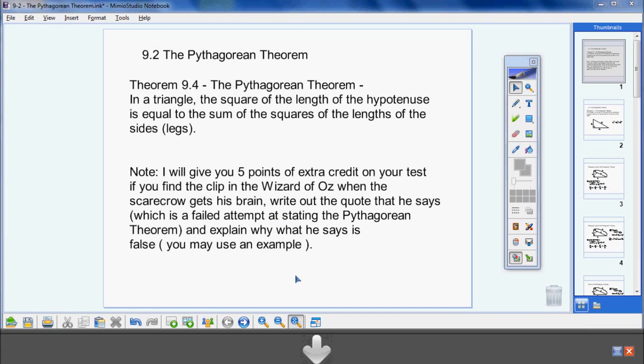So I think it's worthwhile if you take the time to look up that clip in the Wizard of Oz where the scarecrow gets his brain, and write the quote that he says. Write it out exactly the way you hear it. And you can explain by an example why it's false. Use your best words along with the example. Then I will give you 5 points of extra credit on your test. But it has to be a good explanation, a good example, a good counterexample as far as why the scarecrow really didn't show his intelligence when he said that statement.